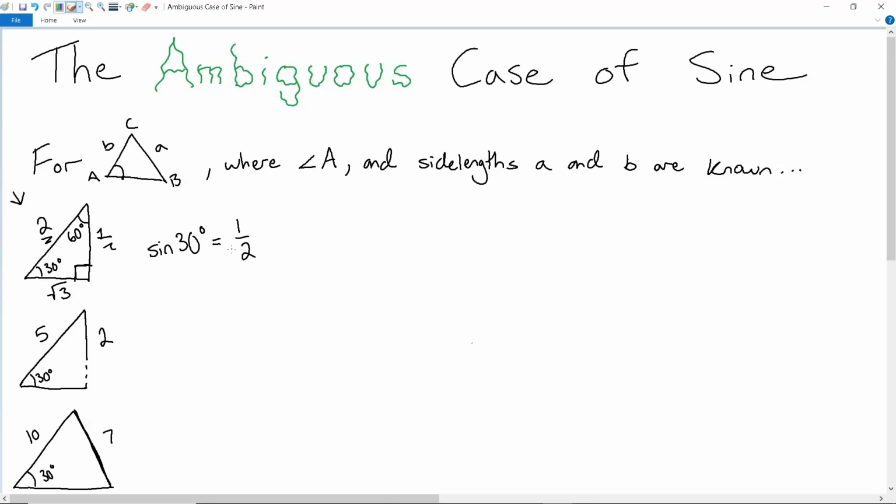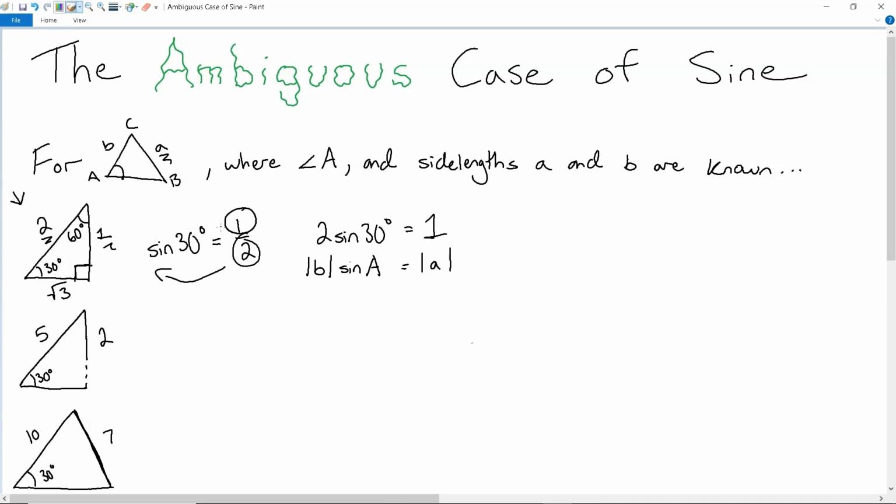And what I can do with this equation here is I can rearrange it just to isolate for this side length. And this side length in our example would be side length a. So I'm just going to move the 2 over here, and I would get 2 sine 30 equals 1. And we could write this equation like so. I could say the magnitude of b times sine A, which is the angle A, equals the magnitude of a.